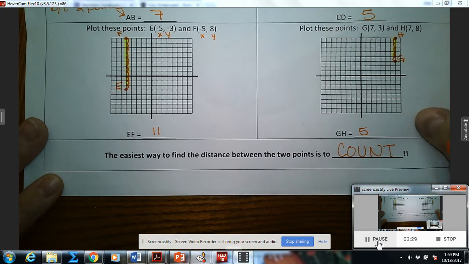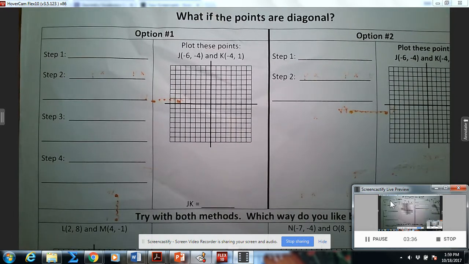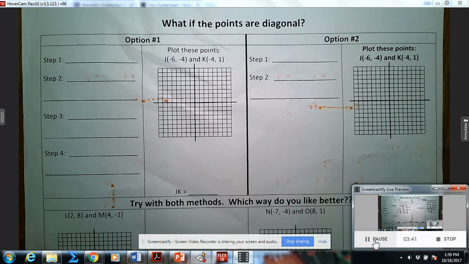Now, flip over with me, what's going to happen when the points are diagonal? Oh, my pen bled through. Let me get a different copy. Just going to have to go with what I've got here. Okay, so what is going to happen if the points are diagonal from each other? Well, I've got 2 different methods I think you might like. So let me share a few things here with you.